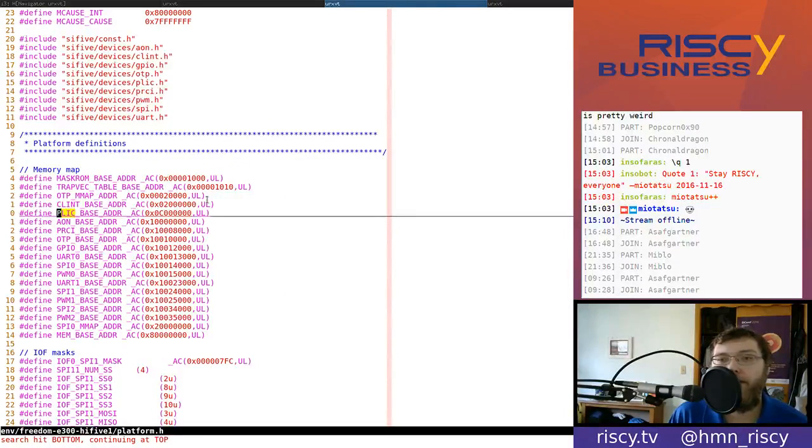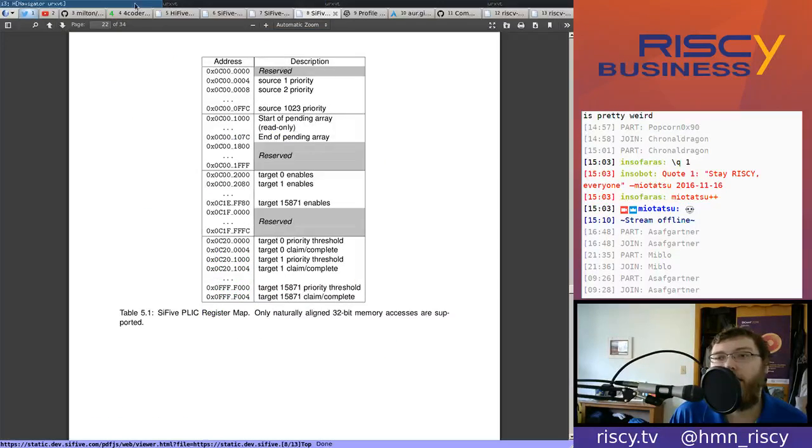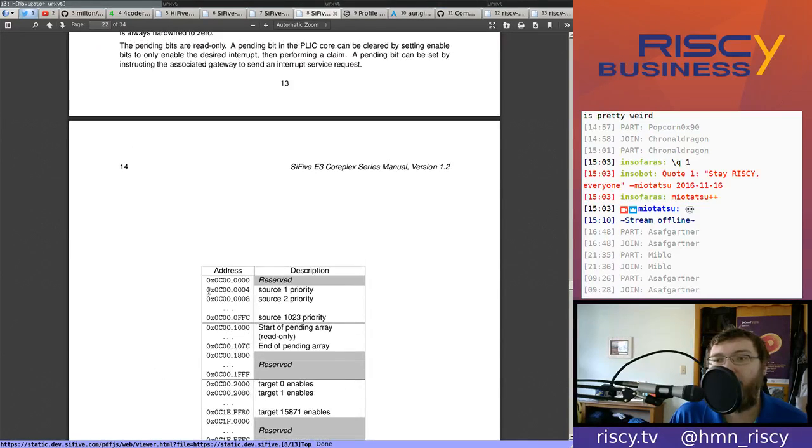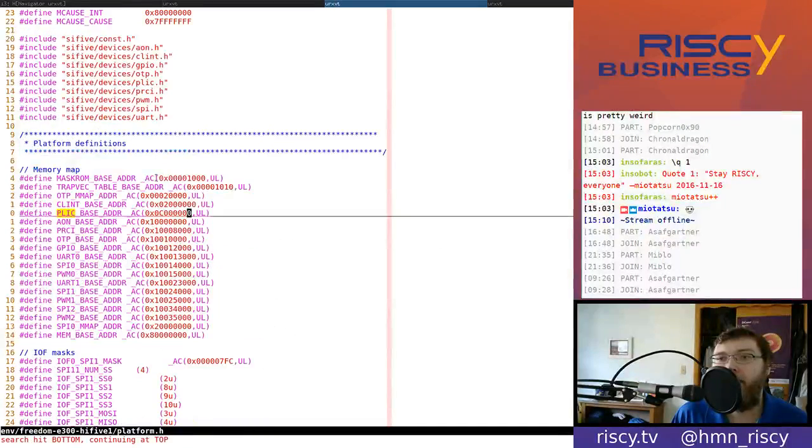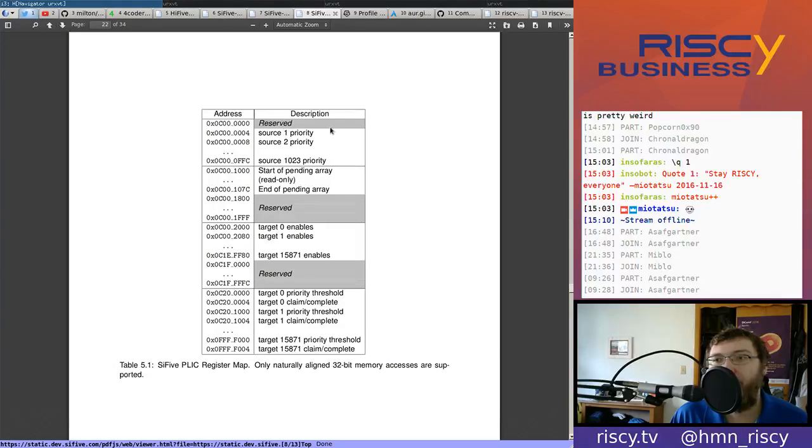Okay, here we go. So it's in platform.h. PLIC base address is 0x0c000000. And if you look here, 0x0c000000. So this is the address specified as the start of the PLIC memory in this SCIFI document, and you can see it being referenced here. So that points to a reserved memory, but then we're adding some stuff to it as well.